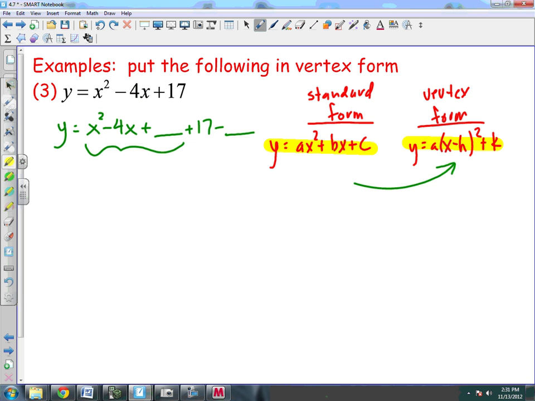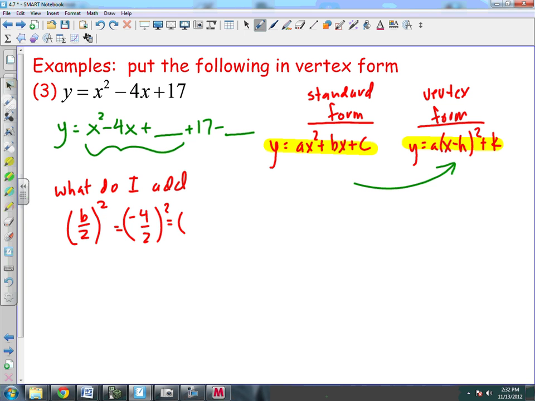Well, that consists of the coefficient of x, which is b, divided by 2 squared. So it's half of b squared. So in this case, for our purposes, it's negative 4 over 2 squared. Negative 2 squared is 4. Well, I can't just add 4. I need to also subtract it, so that's why that's there.